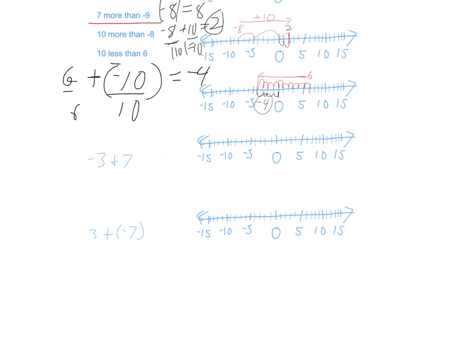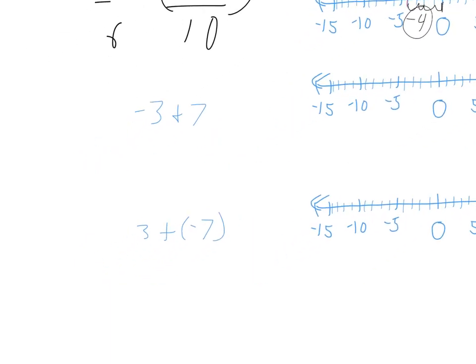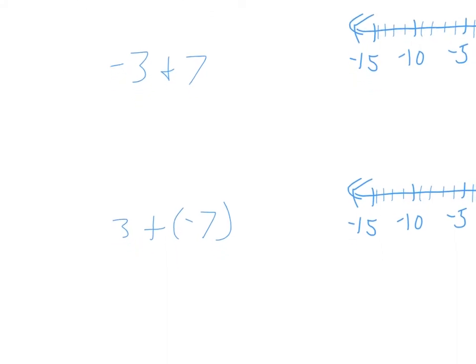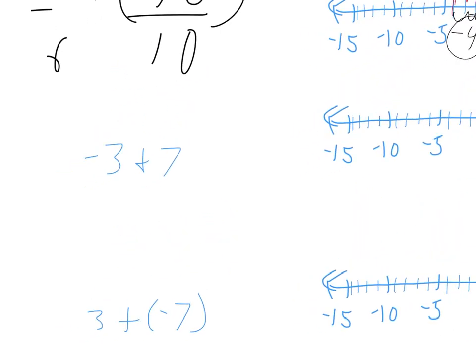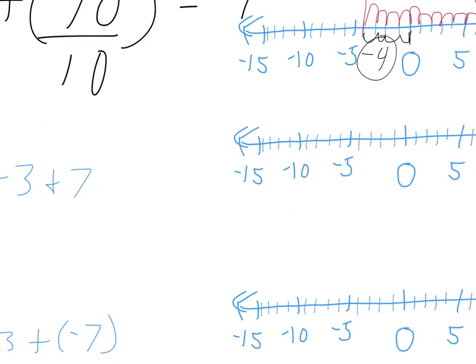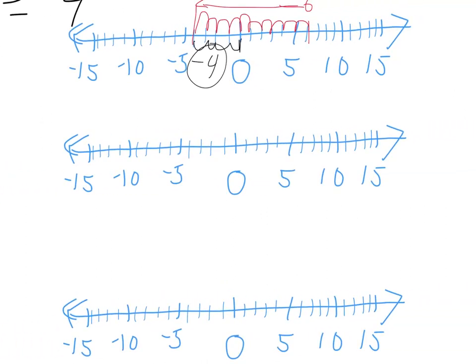Let's do 2 more and look at the differences in these 2 problems here. You can see the 2 of them: negative 3 plus 7 and 3 plus negative 7. So in the top one, we're going to start at negative 3, and then we're going to go adding 7.